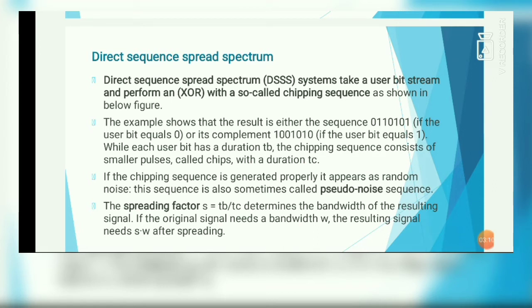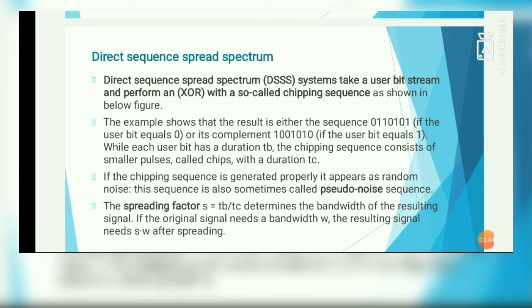While each user bit has a duration Tb, the chipping sequence consists of smaller pulses called chips with the duration Tc. So the duration of the chips is called Tc. If the chipping sequence is generated properly, it appears as random noise. The sequence is also sometimes called a pseudo noise sequence.